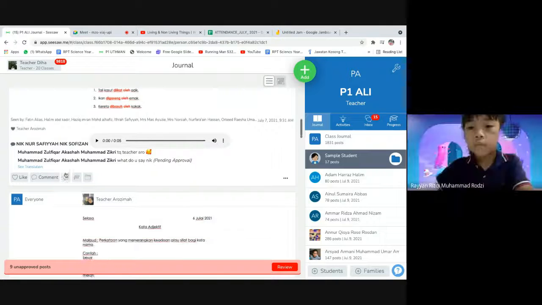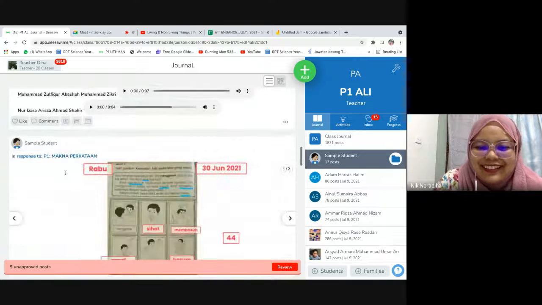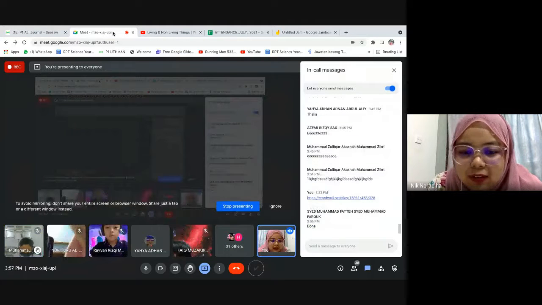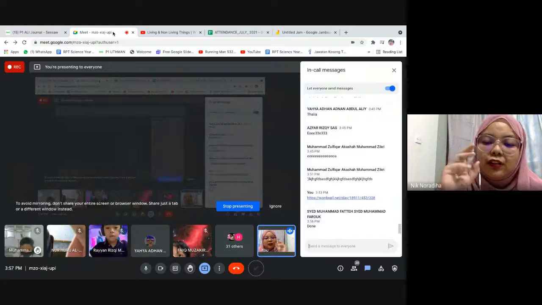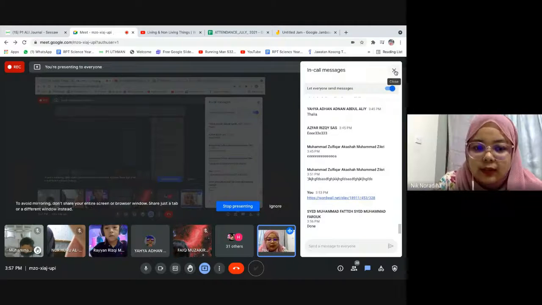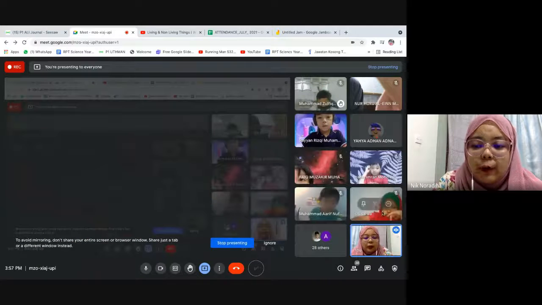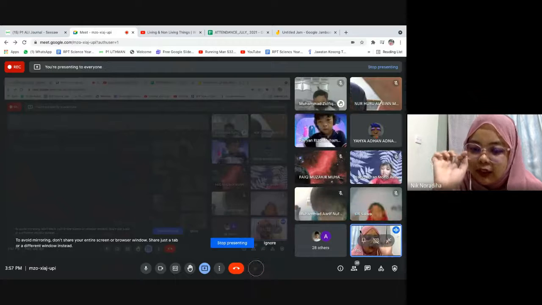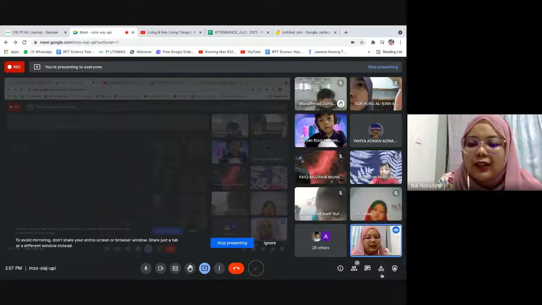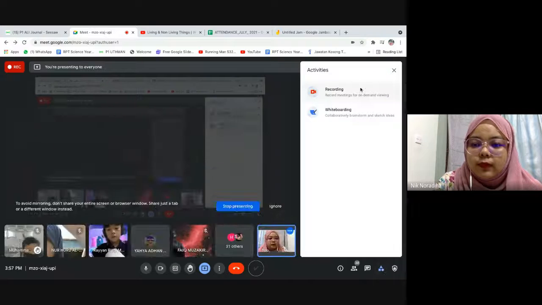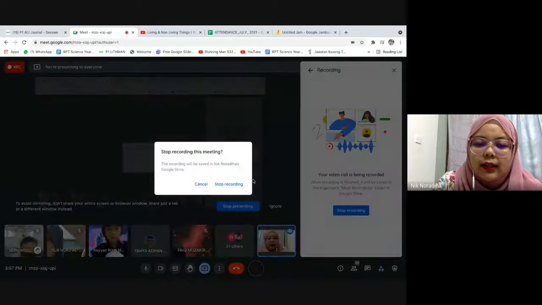Teacher, I don't have the activity in seesaw. Why don't you have the activity in seesaw? Have you logged in with your seesaw student account? Yes. Because if you log in with your parents' seesaw, you won't have the activity page. If you log in with your own account, then only you can have your activity page. Right, Ryan, is that right?